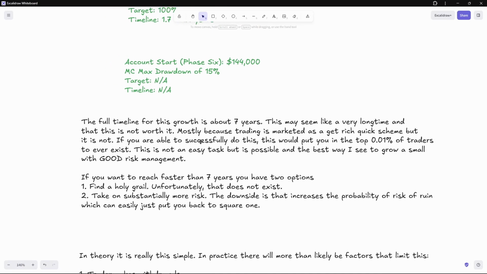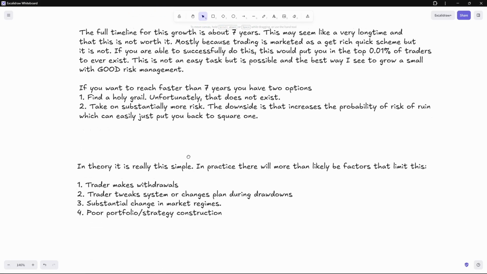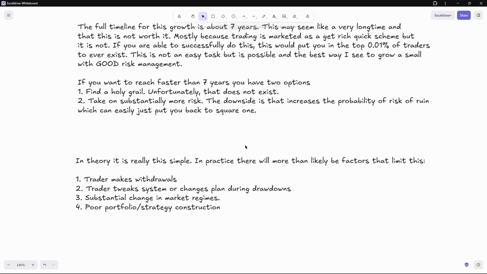So those are really your two options if you want to grow. If you want to achieve this faster than 7 years, find a holy grail, or you just take on substantially more risk. So in theory, to do what I just explained is simple. Like, it's really simple. That's really what I see the best way to grow and scale your account. It is simple in theory, but in practice, obviously, it will not be as perfect as it is in theory.